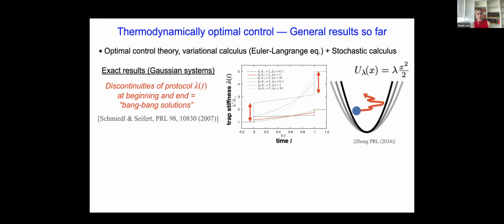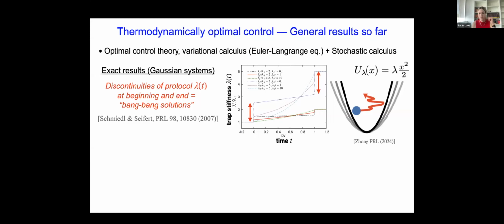Of course, we are by far not the first people to think about thermodynamically optimal control. Actually, there are many people in the audience who have worked on that already for a long time. So I just want to mention a few things that are well established in the literature. First of all, for linear systems that are Gaussian, these problems can be solved analytically, as has been done in this seminal paper by Tim Schmiedl and Udo Seifert in 2007 already.